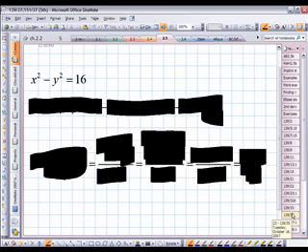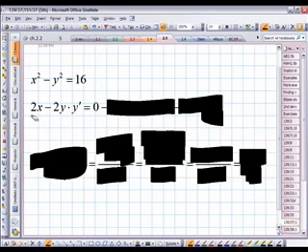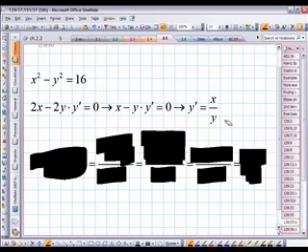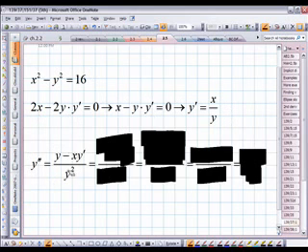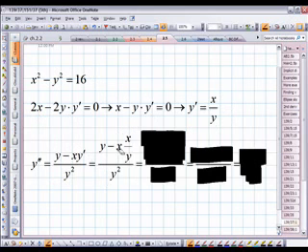Okay, second derivative for this one. So here's the first derivative, 2x minus 2y, power rule, and then chain rule, y prime, derivative of 16 is 0. Solving for y prime, we get x over y, and then take another derivative. This is quotient rule, so the bottom squared, bottom times the derivative of the top, the derivative of x is 1, minus the top times the derivative of the bottom. And then I put in y prime as x over y, so I plug that in.